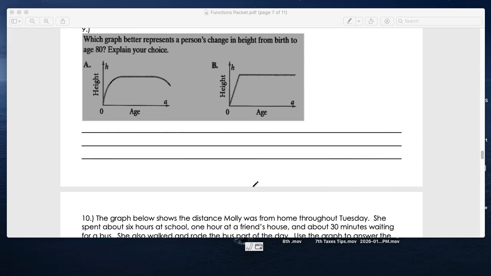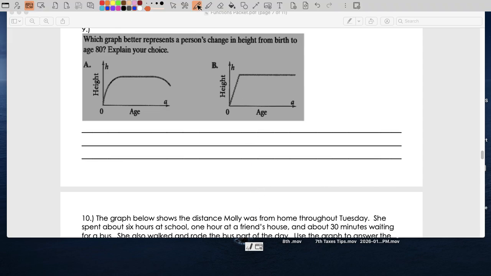Number 9. Which graph represents a person changing in height from birth to 80? Interesting. So this one says, let's look at B, that you are growing at the same rate for a while, for I don't know how many years, and then you stay at the same height forever and ever. That's not true. I can tell you that for a fact.